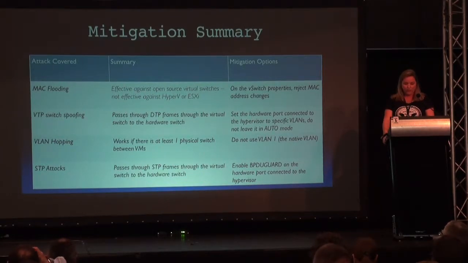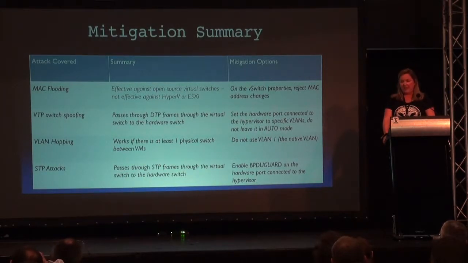VLAN hopping will work if there's at least one physical switch between the VMs, so don't use VLAN 1. And spanning tree attacks: it passes the spanning tree frames through the virtual switch to the hardware switch, so again, enable BPDU guard so you don't enter into any STP negotiations with any of your VMs.